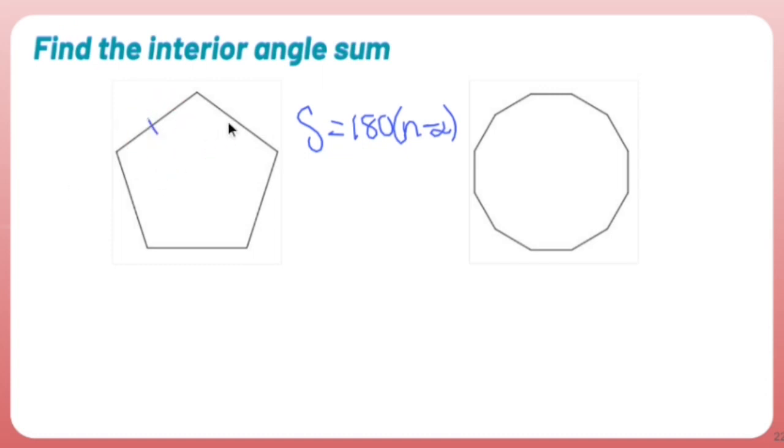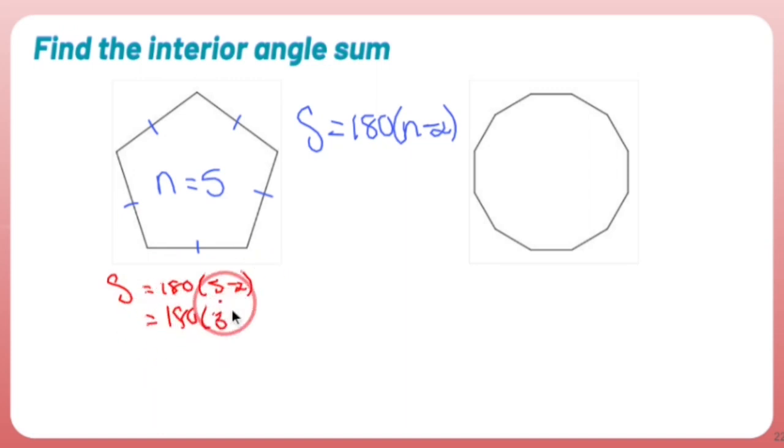So you are 1, 2, 3, 4, 5 sides, so n is going to be 5. So using the formula for this guy, I have S equals 180 times (5 minus 2). In other words, 180 times 3 is 540. So the angles of a pentagon, which is what I have, add up to 540 degrees.